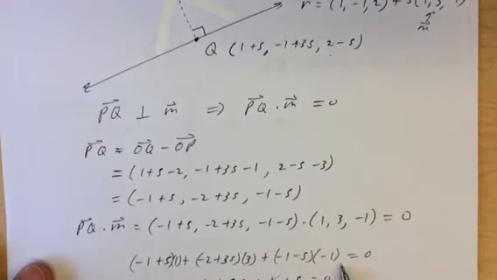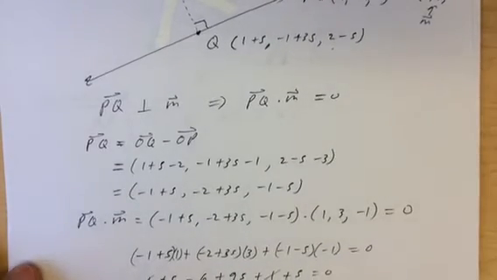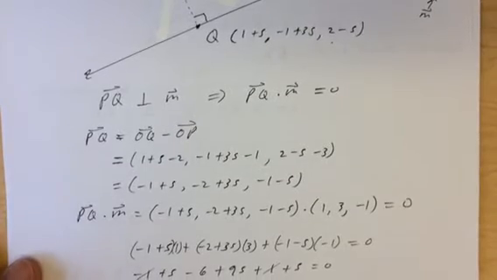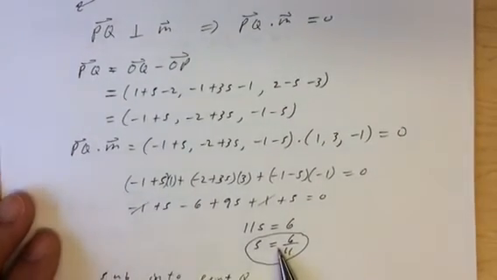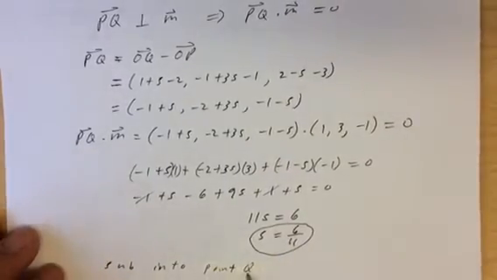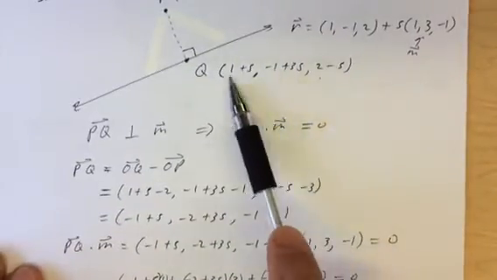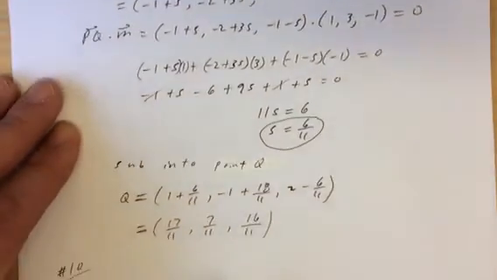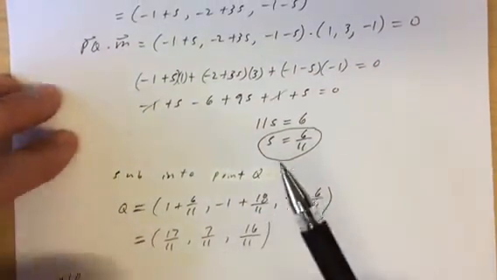So if we keep working that out, we get a single equation with one unknown. Solve for S, which is going to be 6 over 11, and sub that into point Q, the point Q that we made up here. Sub that in there, and we get the coordinates of that point.